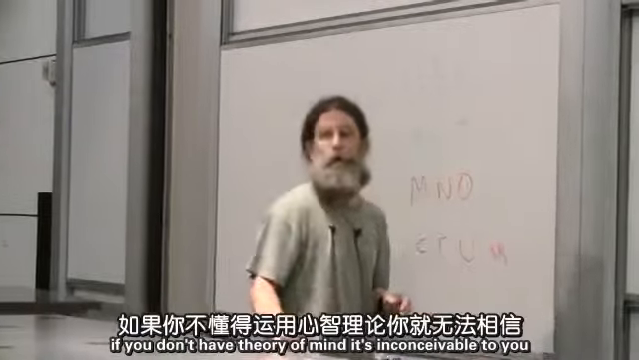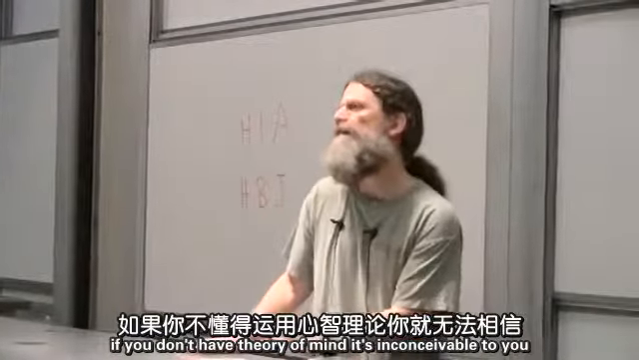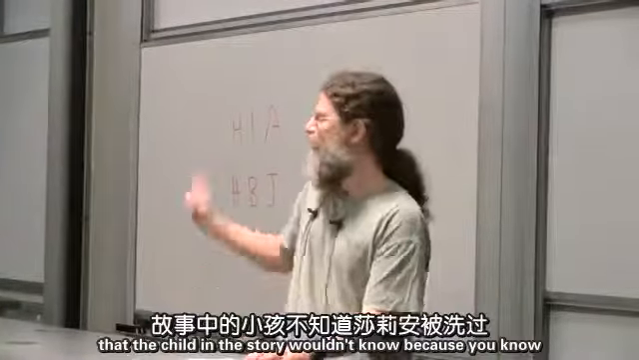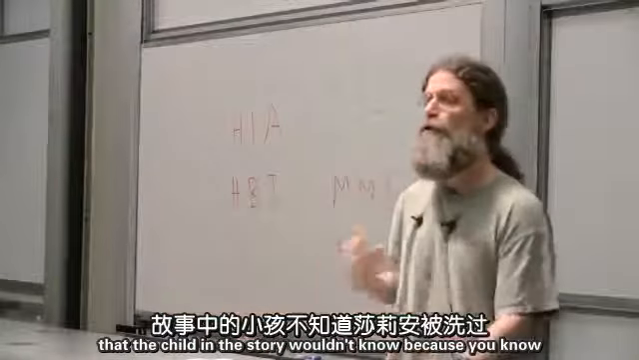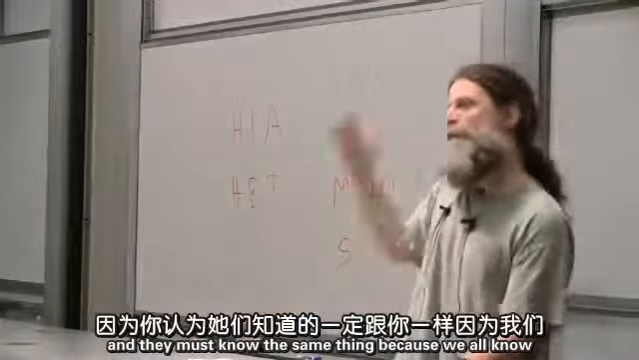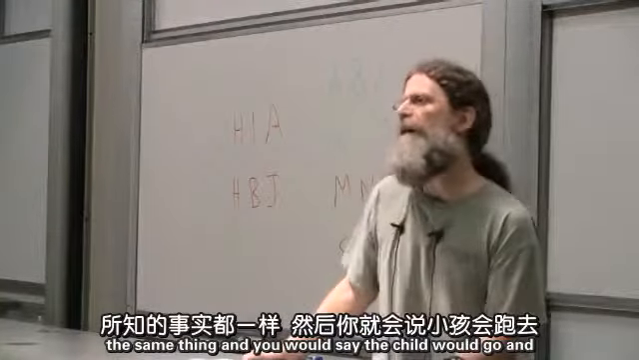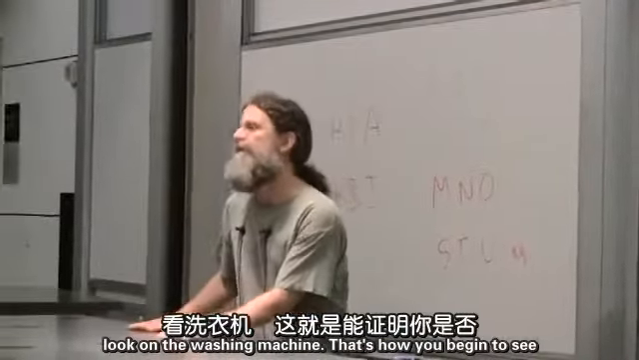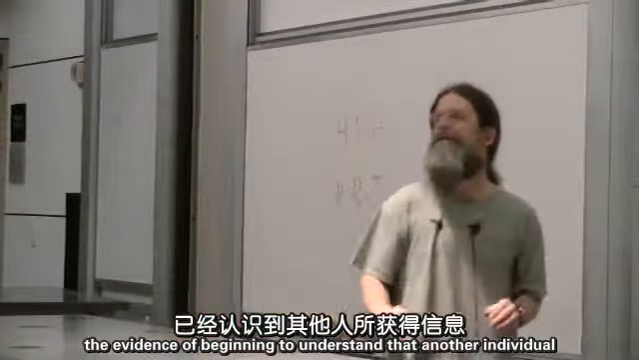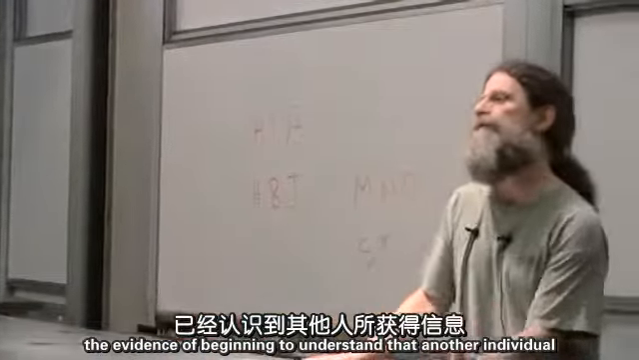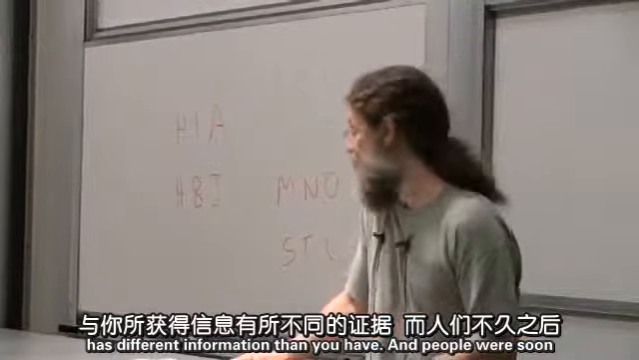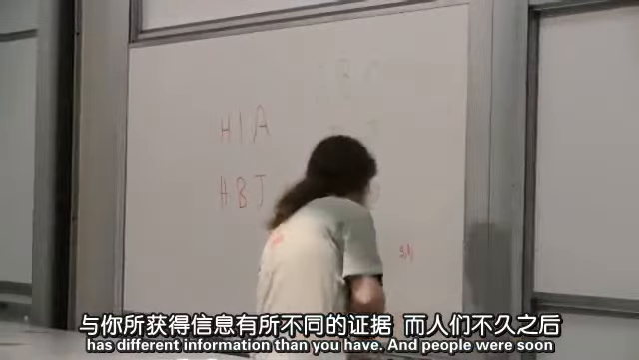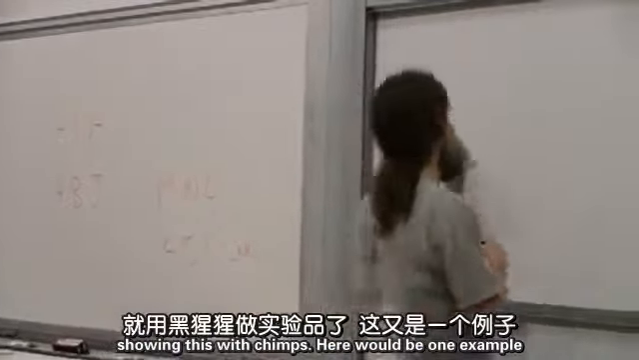On the other hand, if you don't have theory of mind, it's inconceivable to you that the child in the story wouldn't know because you know. They must know the same thing because we all know the same thing, and you would say the child will go look in the washing machine. That's how you begin to see the evidence of beginning to understand that another individual has different information than you have. And people were soon showing this with chimps.